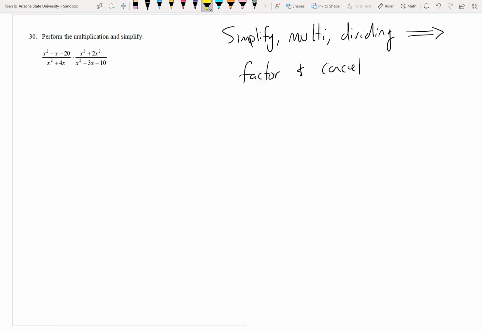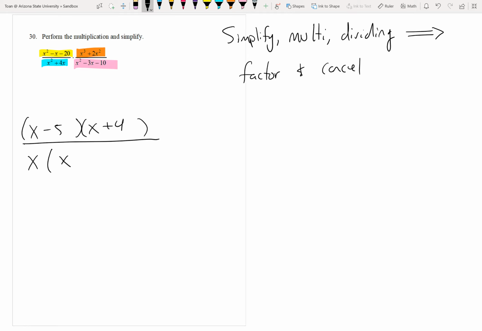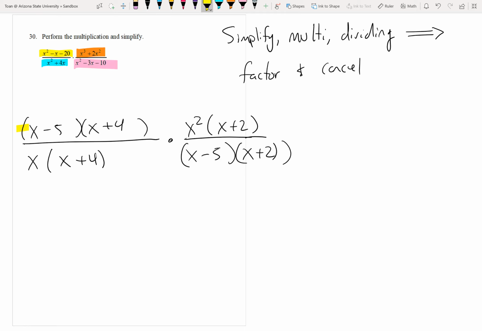So that means I'm going to factor the first numerator, the first denominator, the second numerator, the second denominator. Factoring the first numerator, that hopefully should be a brief exercise: x minus 5, x plus 4. Factoring the first denominator, I can only do GCFs. The only thing I can do is pull out an x, that's x plus 4, times the second numerator, I can pull out an x squared, x plus 2, and the second denominator factorizes into x minus 5, x plus 2, right? So this is the first denominator.